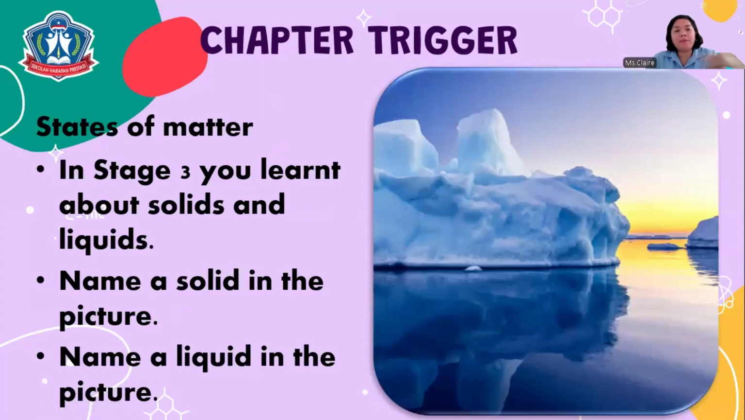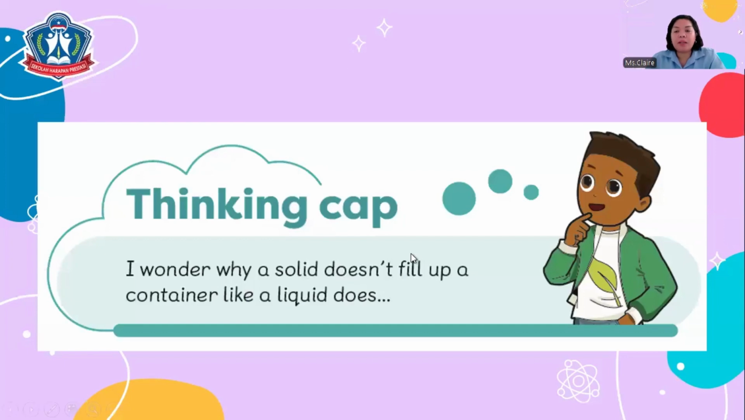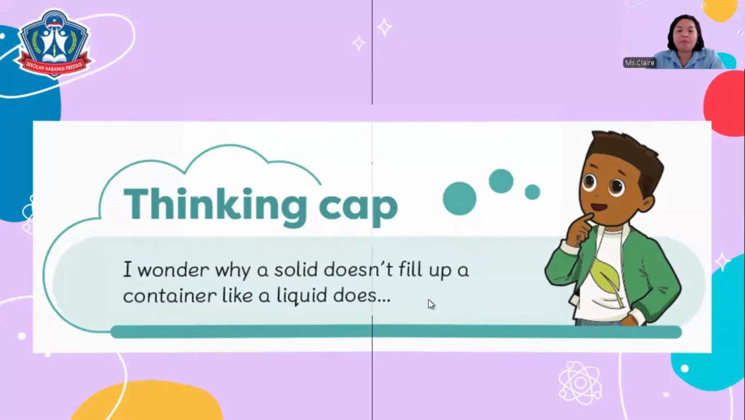Okay, for our chapter trigger, we have here states of matter. You have learned that in your stage 3 lesson about solids and liquids. Look at this picture, children. Can you name a solid here? Yes, it's the iceberg and the liquid is the water or the seawater. Okay, for our thinking cap, Eddie is wondering why a solid doesn't fill up a container like a liquid does.